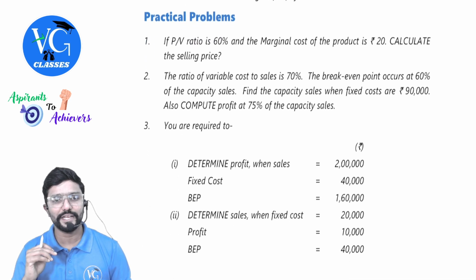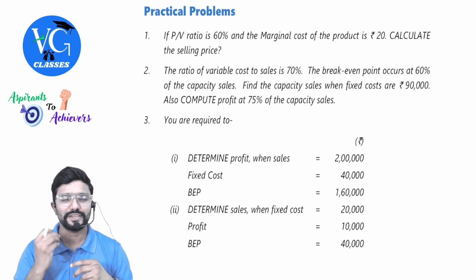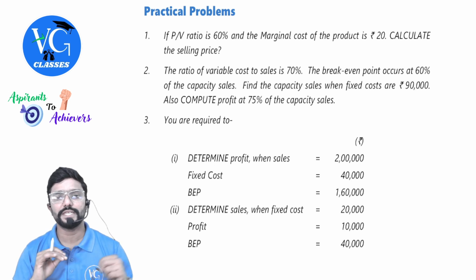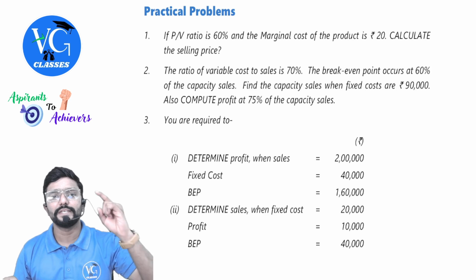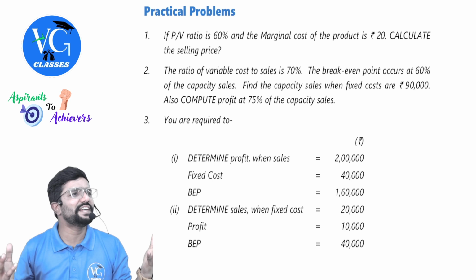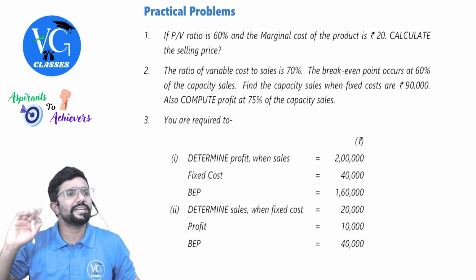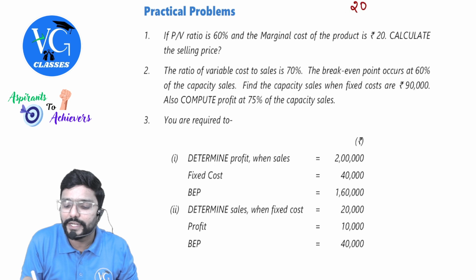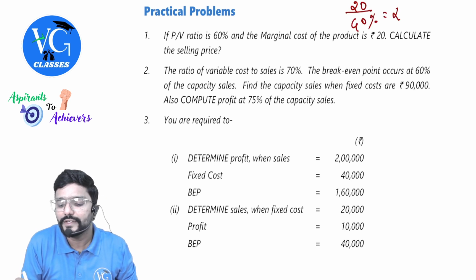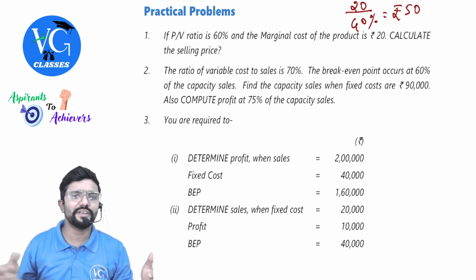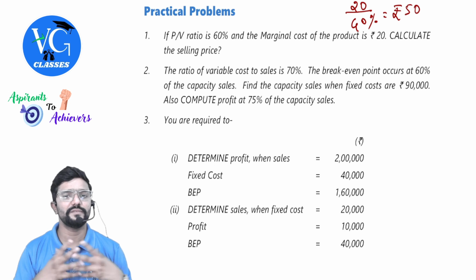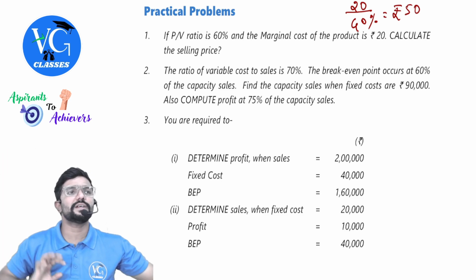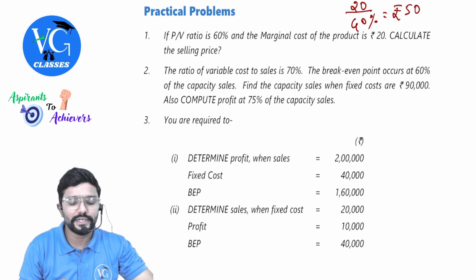We shall move towards practical problems. Totally 20 questions are there, but small questions. First one. If PV ratio is 60% and marginal cost of the product is 20, calculate the selling price. PV ratio is 60%. That means how much is variable cost ratio? 40%. Amount is 20. So 20 divided by 40% is 50. If you want, you can also check. 50 into 40%, which is nothing but marginal cost, you will get 20 rupees. So variable cost in rupees divided by variable cost in percentage. That's all.